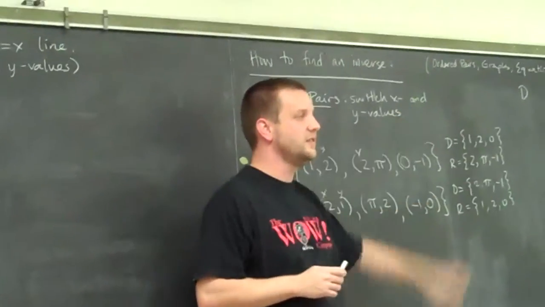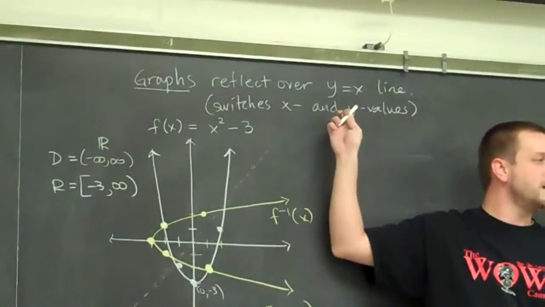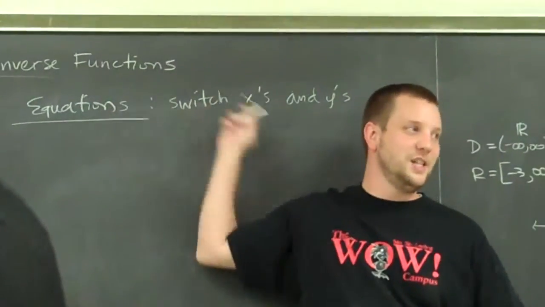If I give you ordered pairs, how do you find the inverse? You switch x's and y's. If I give you a graph, how do you find its inverse? You essentially switch x's and y's. If I give you an equation, how do you find its inverse? You switch x's and y's.